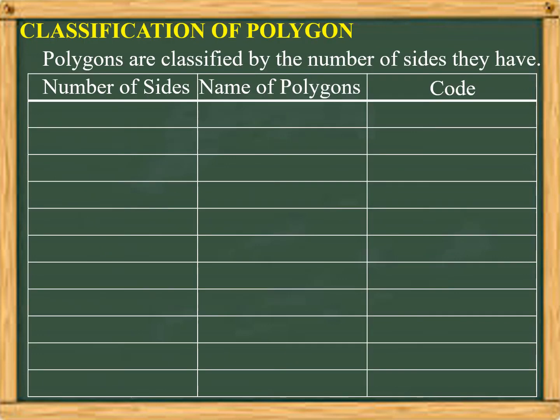So let's continue. Let's have classification of polygon. Paano ba natin kina-classify ang polygon? So polygons are classified by the number of sides they have. So nakadepende to kung ilan yung bilang ng side ng polygon. So let's have example. So we have 3 sides. So this is the figure. So ang tawag sa polygon na yan ay triangle. So, ang code natin diyan or yung prefix na ginamit natin diyan ay tri. Tri means 3.